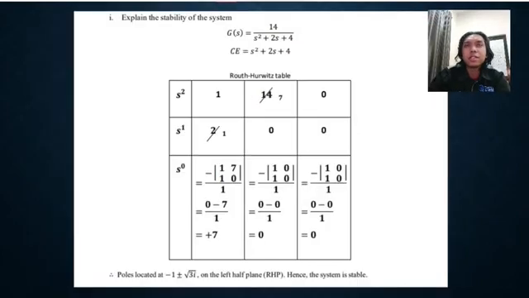Okay, the next question is about the stability of the system. To explain this, we need to use the RH table, and we put the values of our transfer function into this table based on the row and column. After we put the values in the RH table and do the calculation, we can conclude that the poles are located at -1 plus minus square root of 3 i, on the left half of the plane, the LHP. Therefore, the system is stable.